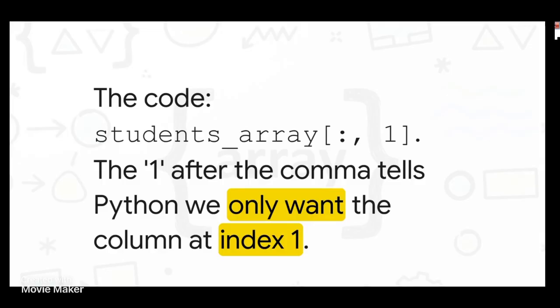Now, those square brackets are how we select stuff. But that little comma in the middle, that's everything. It's the divider between our instructions for the rows and our instructions for the columns. By putting a 1 after the comma, we're saying, I don't care about the other columns, just give me the 1 at index 1, which is our subject 1.